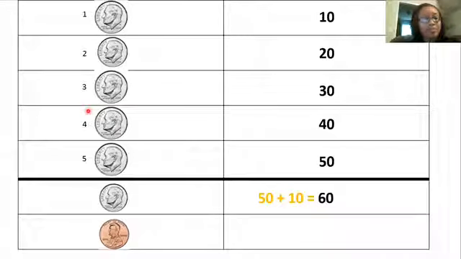Now, but I'm not done. I still see another coin down there. It's a penny. And remember, a penny is not 10 cents. A penny is 1 cent. If you remembered that, oh, you're so smart.